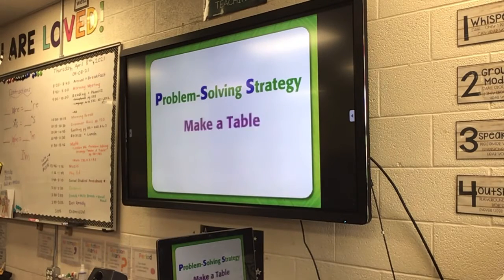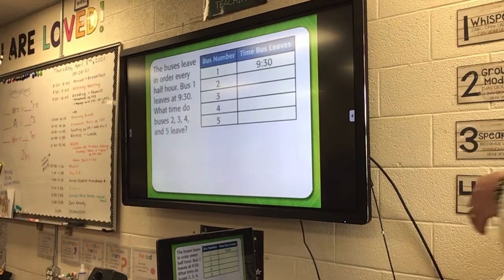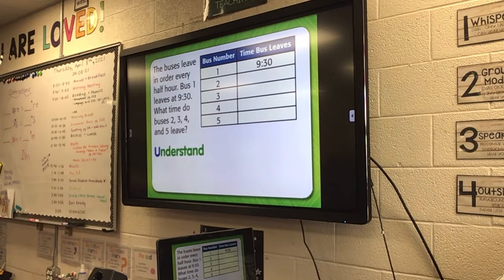Problem-solving strategy. Make a table. The buses leave in order every half hour. Bus 1 leaves at 9:30. What time do buses 2, 3, 4, and 5 leave? First, we need to understand the problem. What do we know? The buses leave in order every half hour. Bus 1 leaves at 9:30. What do we need to find? What time do buses 2, 3, 4, and 5 leave?